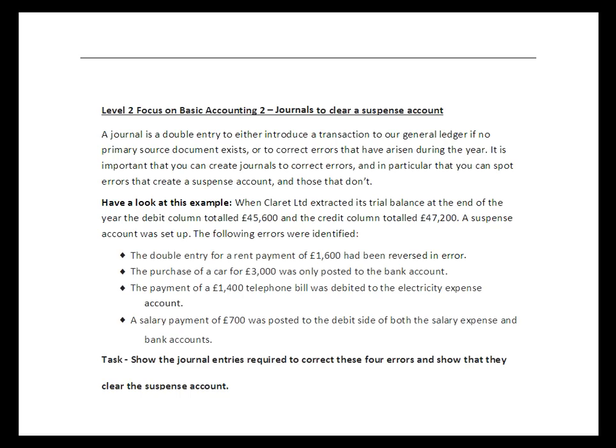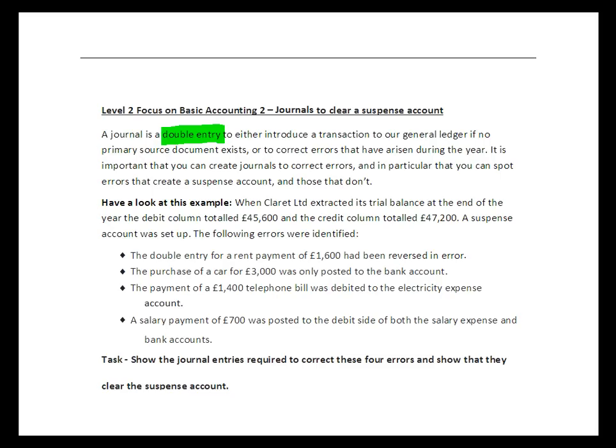Now, in this podcast, we're going to focus on one of the key syllabuses of Level 2, which is Basic Accounting 2. In particular, we're going to look at how journals are used, and particularly how they interact with suspense accounts in businesses. Now, all a journal is basically a double entry, so we just need to make sure that any journal we're constructing balances in the way that any double entry should balance, so that the total of the debits will always equal the total of the credits.